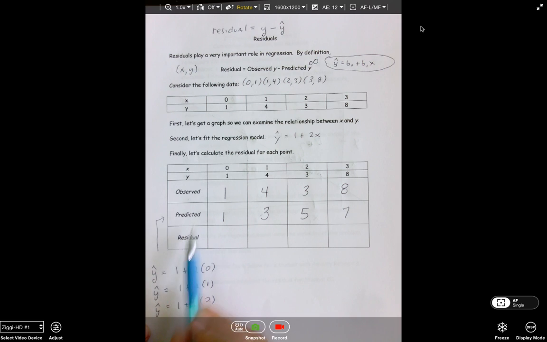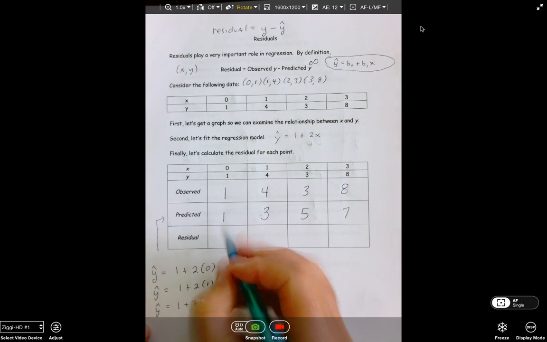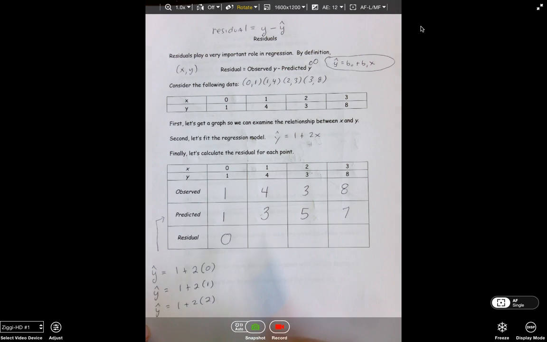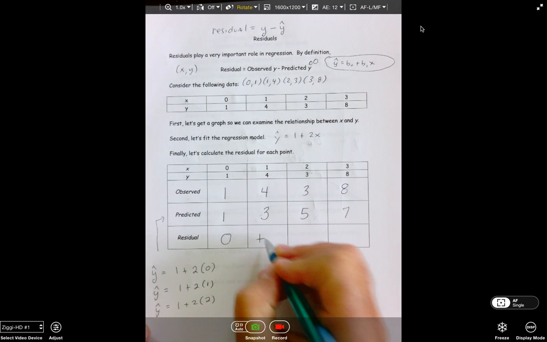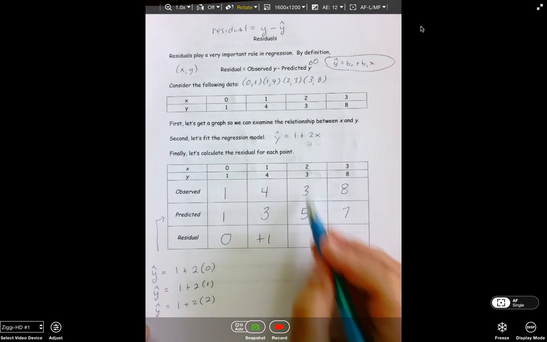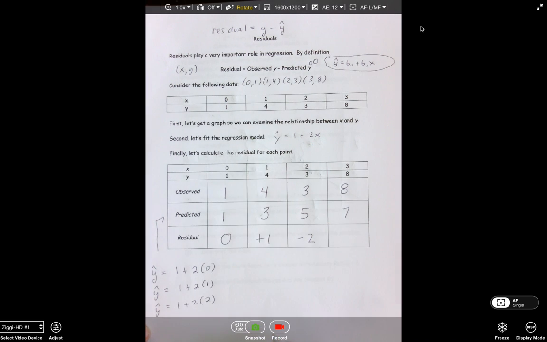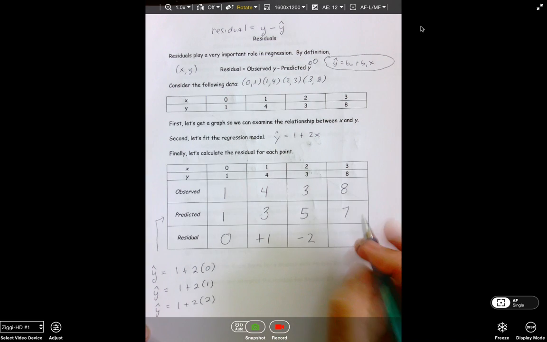Guys, the residual is the observed y minus the predicted y. 1 minus 1 is 0. 4 minus 3 is positive 1. 3 minus 5 is negative 2. And 8 minus 7 is positive 1.